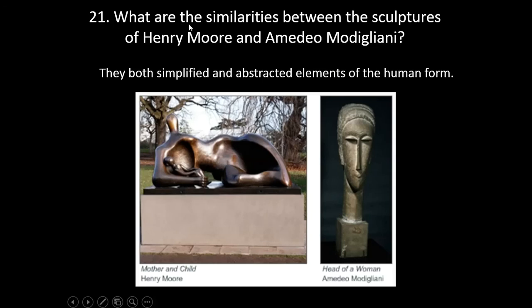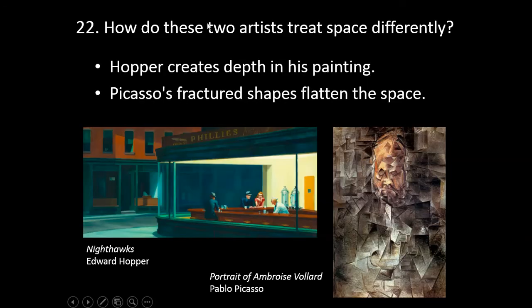Number 21. What are the similarities between the sculptures of Henry Moore and Amedeo Modigliani? They both simplify and abstract elements of the human form. Number 22. How do these two artists treat space differently? Well, Hopper is still using perspective to create space. He's creating depth in his painting, whereas Picasso, the cubist, threw perspective out the window. The fractured shapes flattened the space.